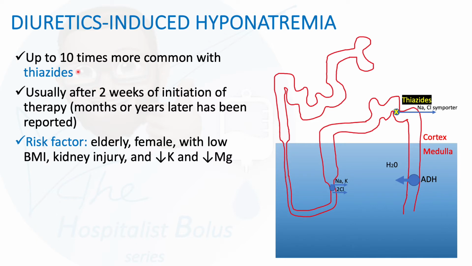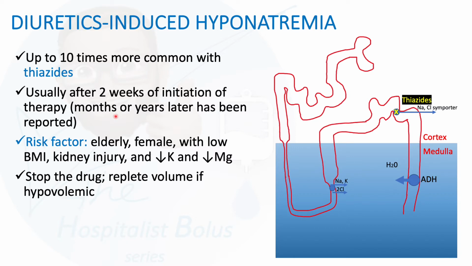Risk factors: this can happen more commonly in elderly, especially if they're females, patients with low BMI, if they have some kidney dysfunction, some kidney injury from any underlying cause, or if they're starting to get progressive kidney dysfunction, and specifically if they have hypokalemia or hypomagnesemia, that can also make the hyponatremia worse.